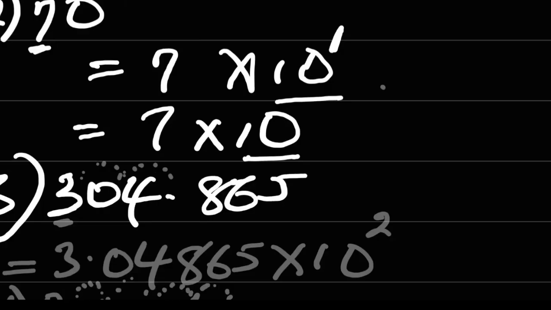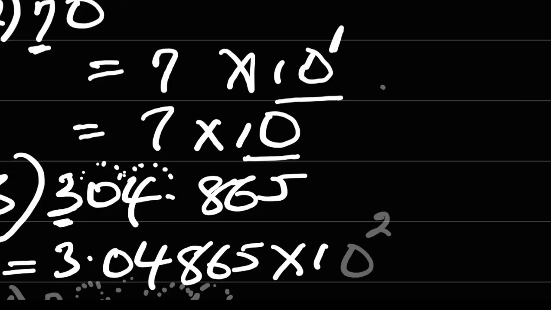Number 3, 304.865. The standard form, this time around, the point is there. So we'll just move the point till it gets close to the first significant figure. How many times will it move? It will move 1, 2. Our answer will be 3.04865 times 10 raised to the power of 2, because it moved only twice.